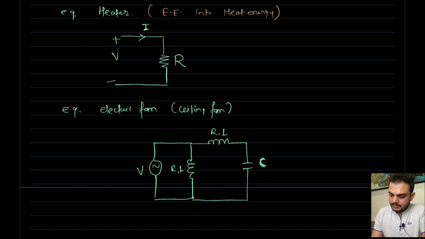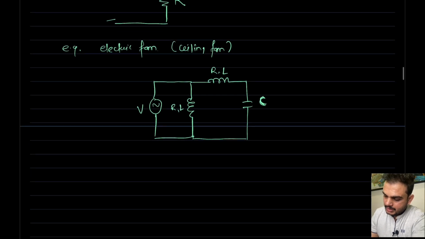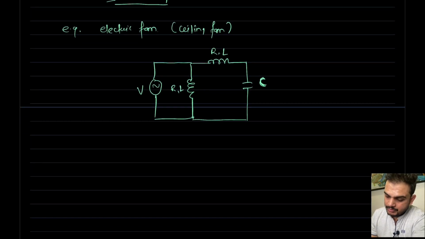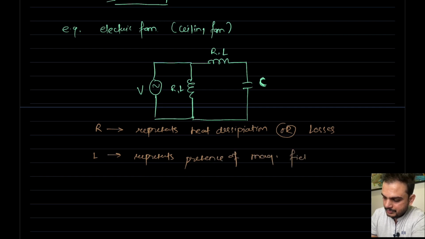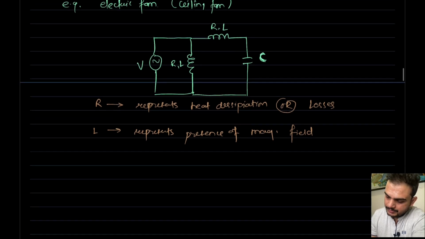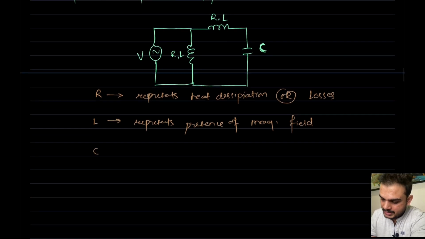So let me write here: the resistor. In case of an electric fan or ceiling fan, we are taking the help of a resistor. It represents heat dissipation or losses, which are inevitable. Now this inductor represents the presence of a magnetic field, right? Presence of magnetic field, and this capacitor represents what?